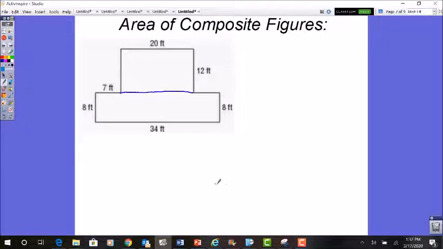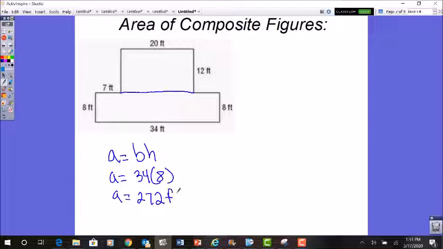I would just break this shape right up here. So we have a bottom rectangle, then we have a top rectangle here. So for this bottom one here, I'm going to put area as base times height, because rectangles are parallelograms, and I'm going to do 34 times the height, which is 8. Okay. We have a total area for the bottom part of 272 feet squared.